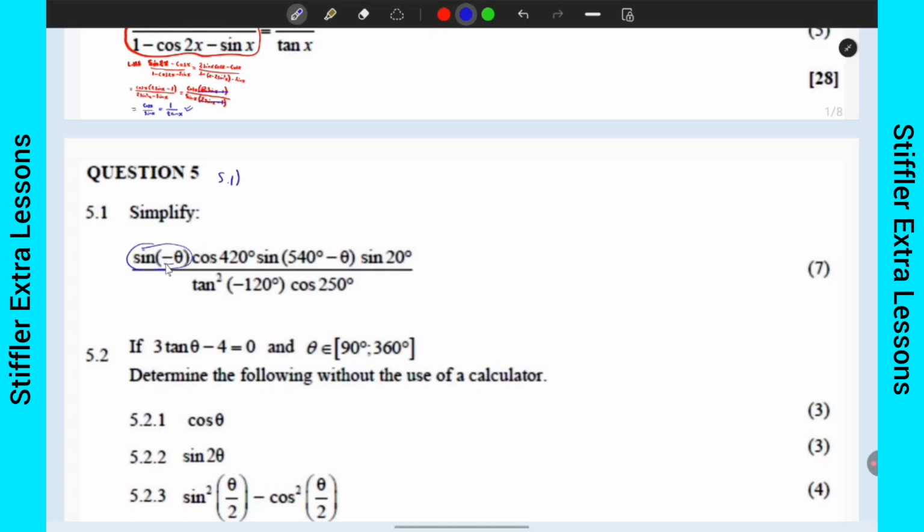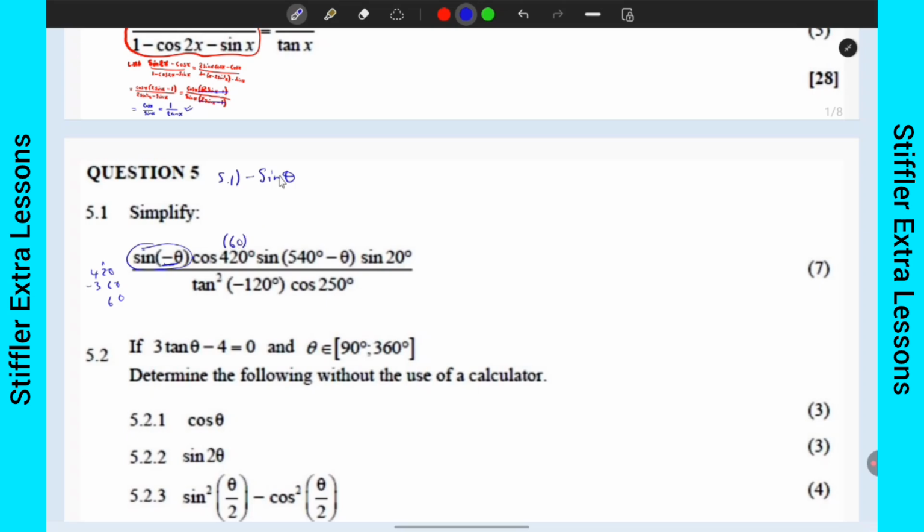A negative angle, mostly we take it as it is in the first quadrant, I mean in the fourth quadrant. In the fourth quadrant, sine is negative, so this becomes negative sine theta. And then cos 420. 420 is way past 360, so first we have to subtract 360. 420 subtracting 360 gives us 60 degrees.